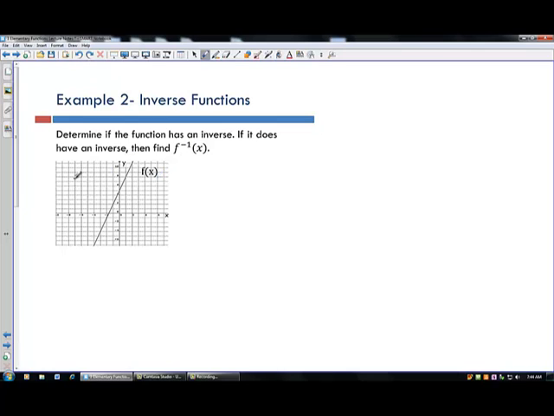So on this one, you can see that it passes the horizontal line test. If you draw a horizontal line, it only hits it at most once. So we know, yes, f of x does have an inverse. And there are several ways to find this. One way, if you want, we could find the formula.